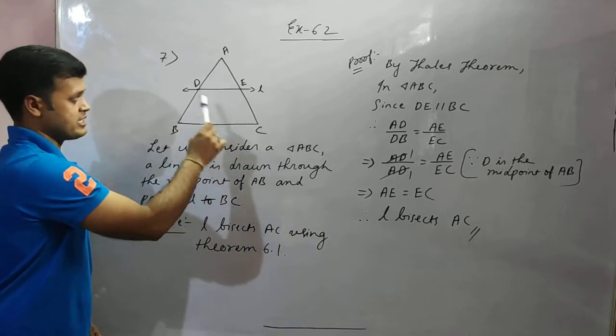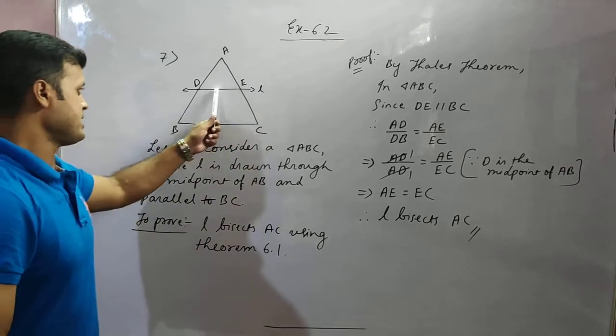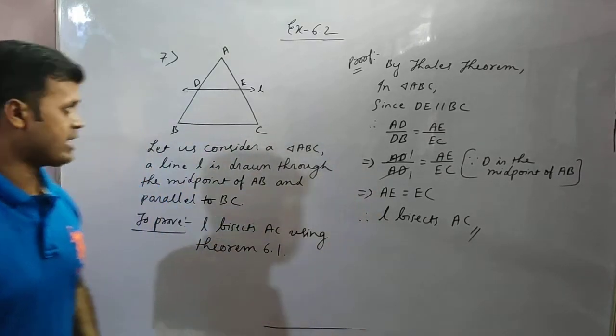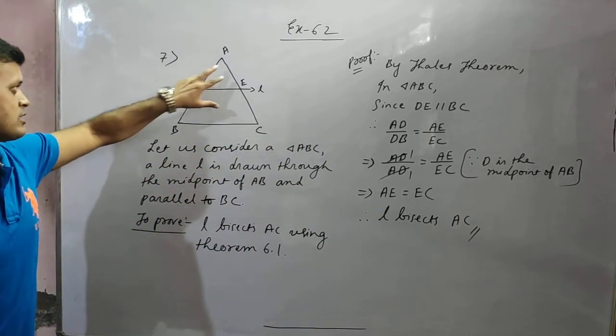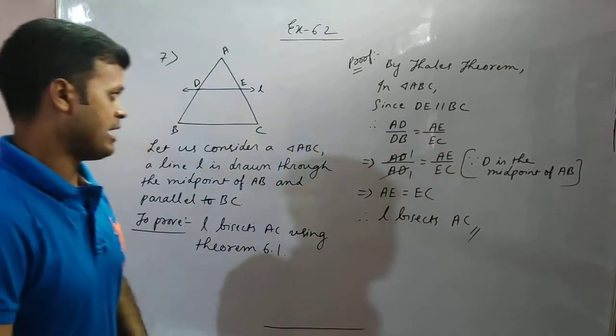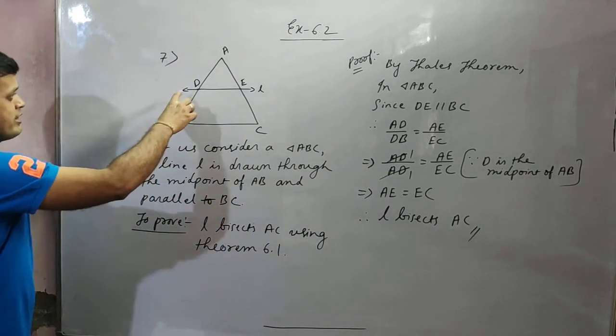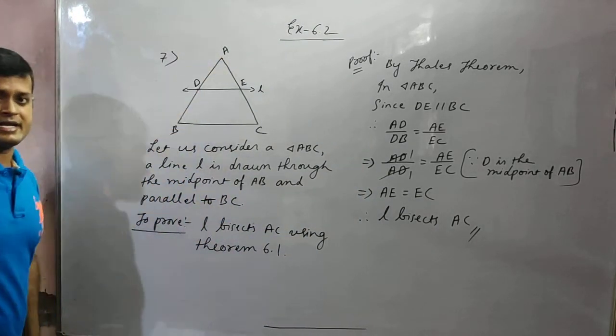L is parallel to BC. So if L is parallel to BC, then DE is also parallel to BC. So if DE is parallel to BC, then what can we write? AD by DB is equal to AE by EC. Now in place of DB, can we write AD, students?